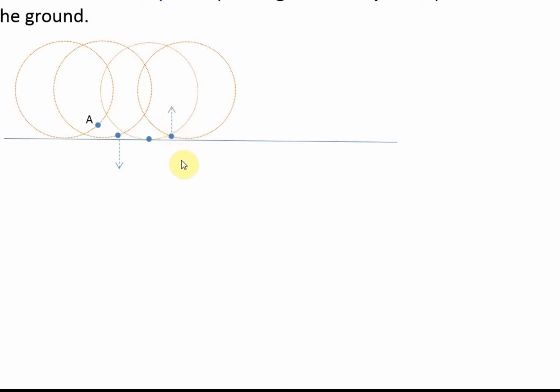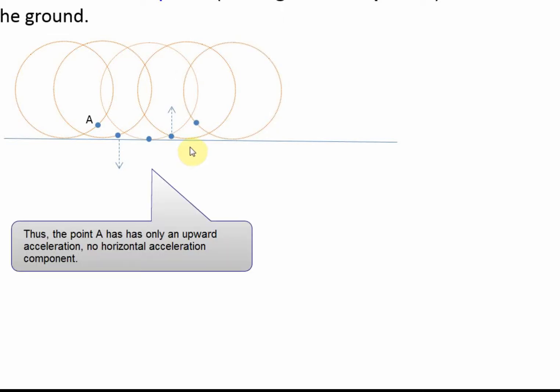As the disk rolls, just before A touches the ground, its velocity is directed downward, and this is the contact point. Just after contact, its velocity is directed upward. Thus, point A accelerates upward as it leaves the ground. So as it leaves the ground, the point A accelerates upward.